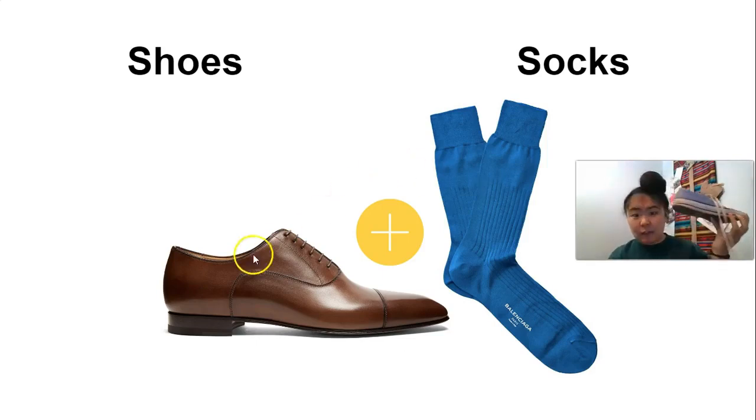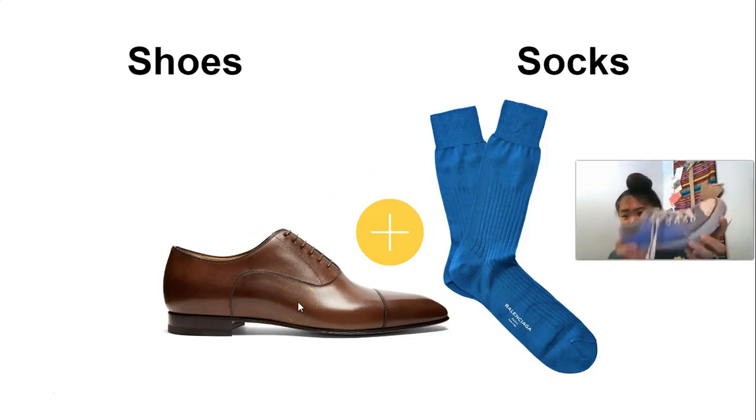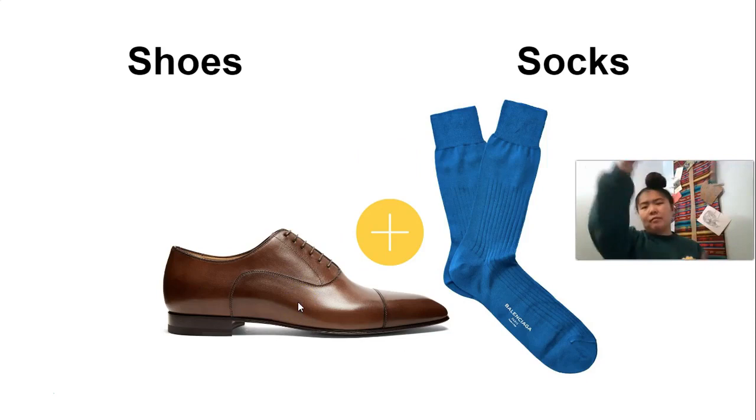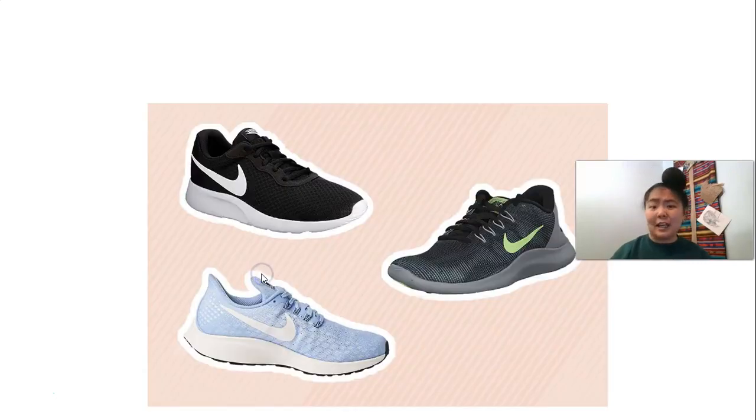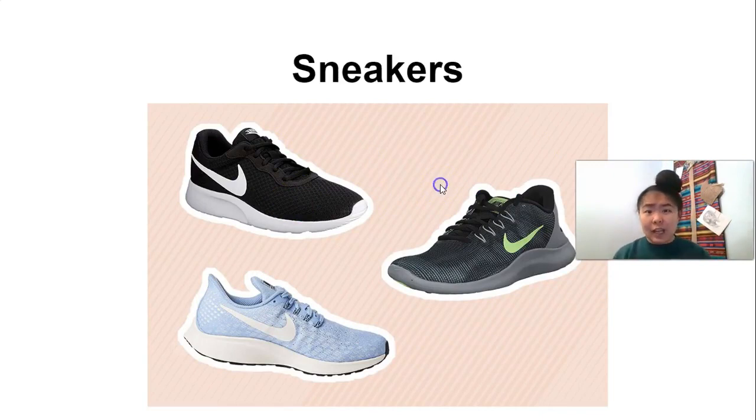You can see this is a fancy shoe. This is not so fancy. So, right, we could call this a dress shoe. You wear it with fancy clothes, maybe a suit and tie. These types of shoes used for sports, running, walking, we call them sneakers. Sneakers. I am wearing sneakers.